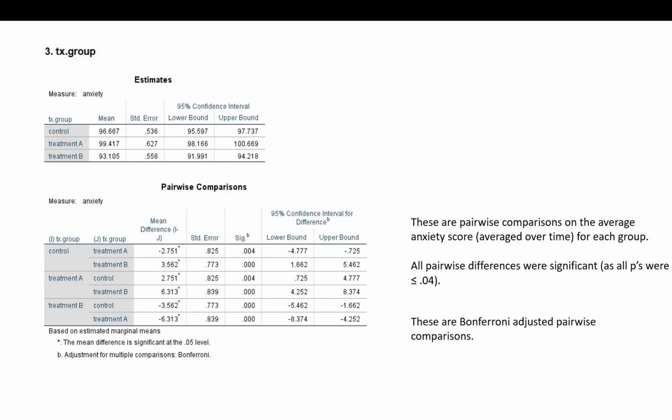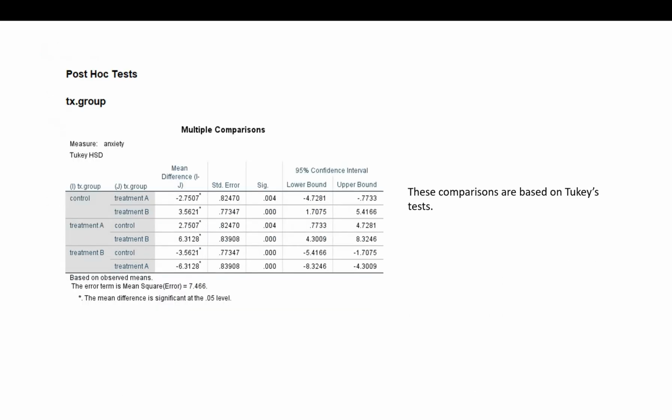Now I also want to mention that down here it says Bonferroni. These are basically Bonferroni adjusted pairwise differences between the groups. We did select Tukey's test, so right here you can see a little bit further down the output it says Tukey's HSD, and so these are the comparisons that we had requested using the post-hoc option.